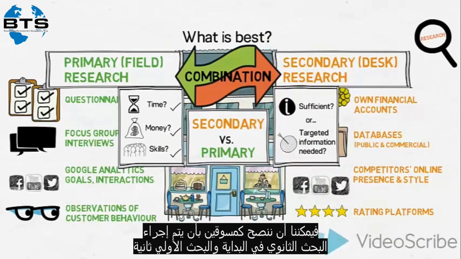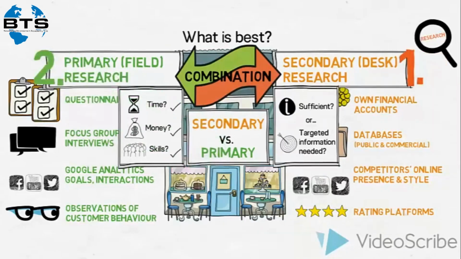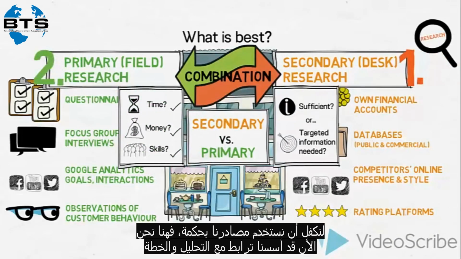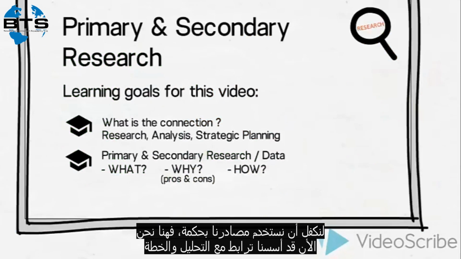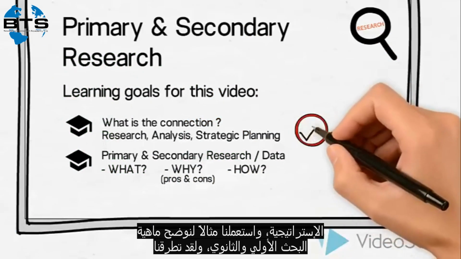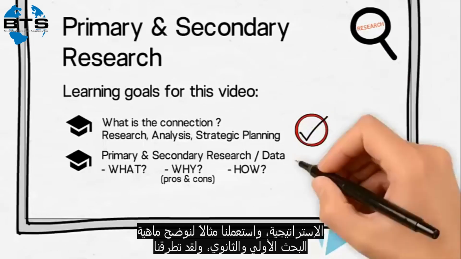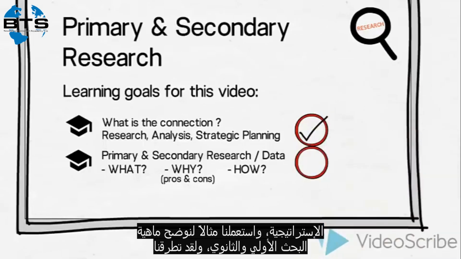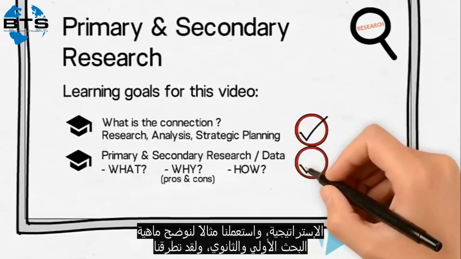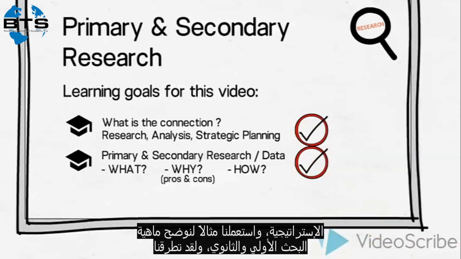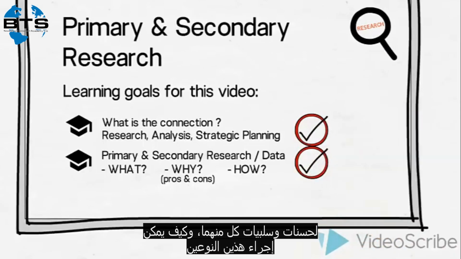As marketers, we would usually recommend conducting the secondary research first and primary second. This is to make sure we spend our resources wisely. We have now established a connection with the rest of the research analysis and strategic planning process, and subsequently we have used an example to illustrate what primary and secondary research is. We have highlighted the pros and cons of each and how we can conduct these two types of research.